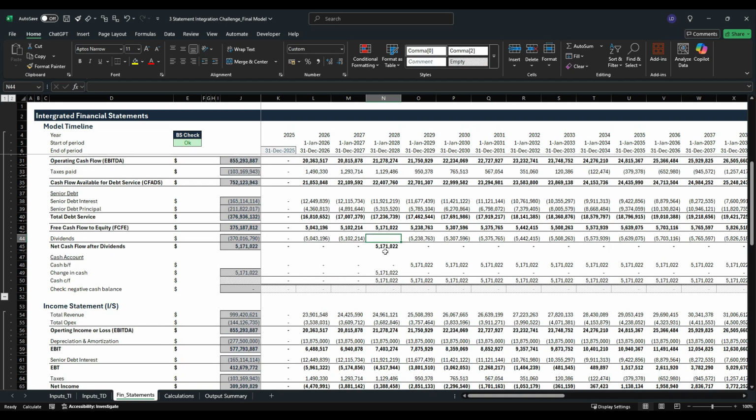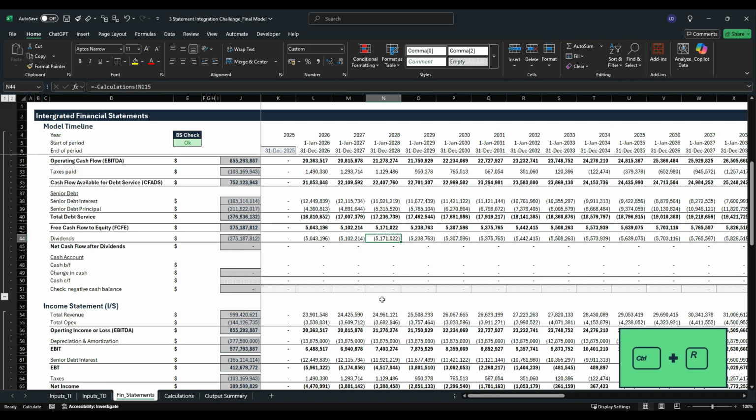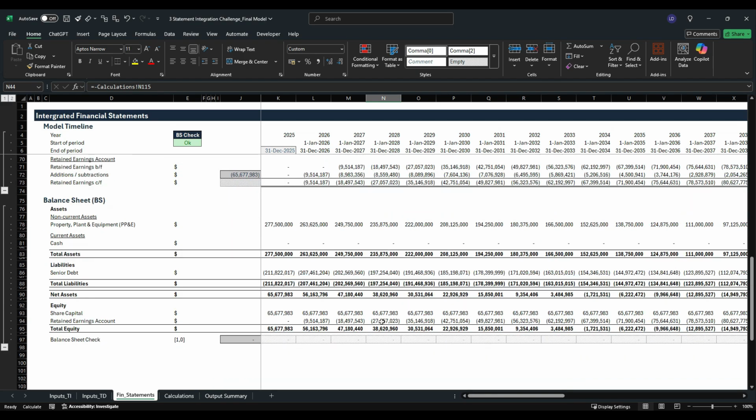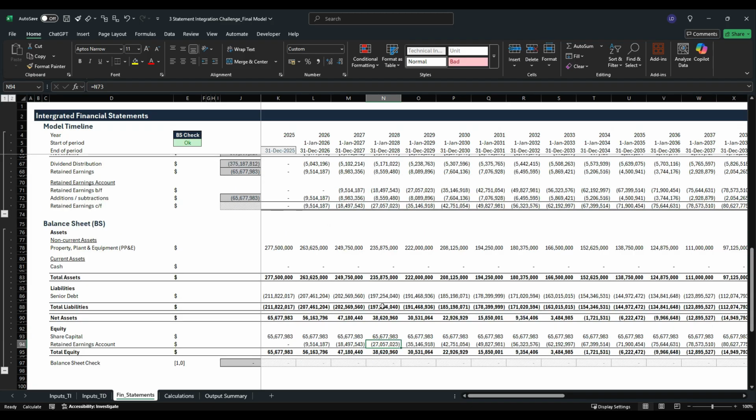So if we pull in our dividend again, hitting Control R here, you can see that our retained earnings account reduces again to minus 27 million instead of minus 22 million. So that's a great way of knowing that our three statements are fully integrated and work properly and are well connected. And this is exactly what the case study asked for.